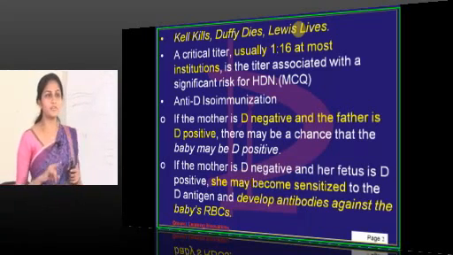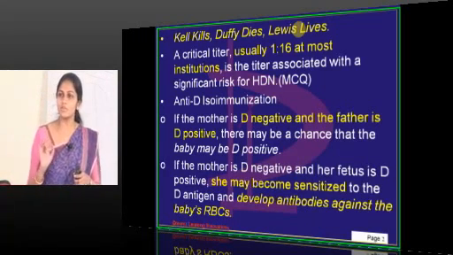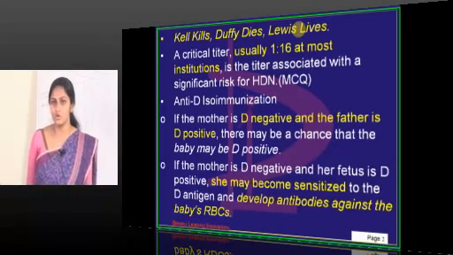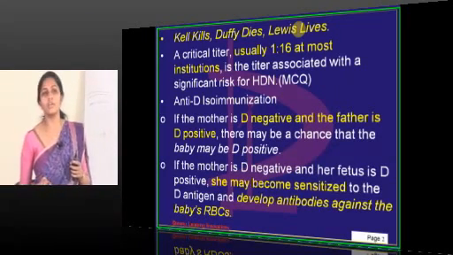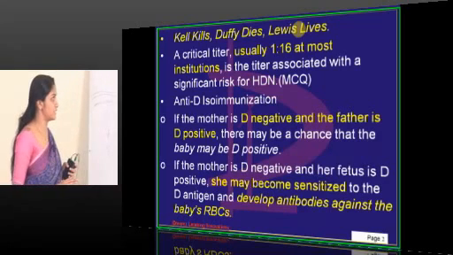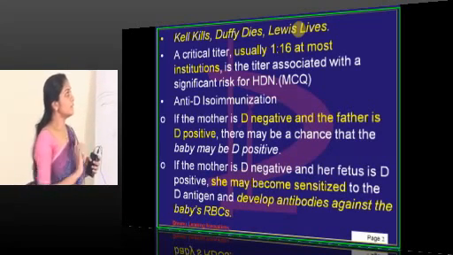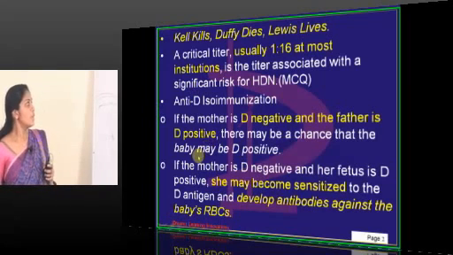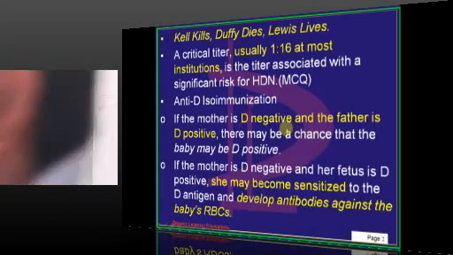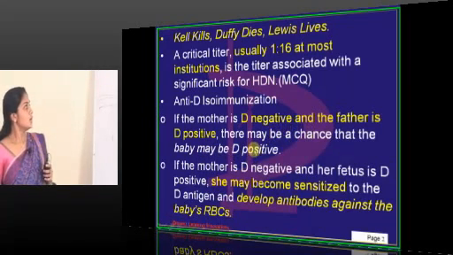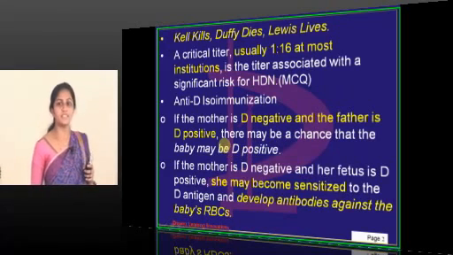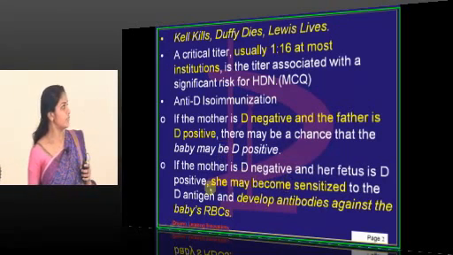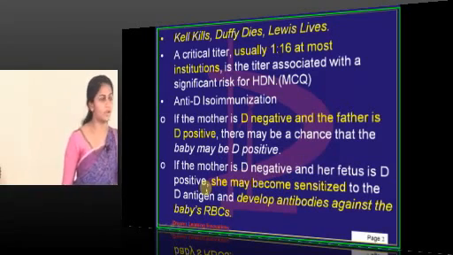Suppose the father's blood group is negative and the mother's blood group is negative, there is no need to worry. Definitely the baby's blood group will be negative. So the father's blood group is also very important in an Rh negative pregnancy. If the mother is negative and the father is positive, there may be a chance that the baby is Rh positive, so definitely you need to investigate this case. If both are negative, nothing to worry. If the mother is negative and the fetus is positive, only then we need to.